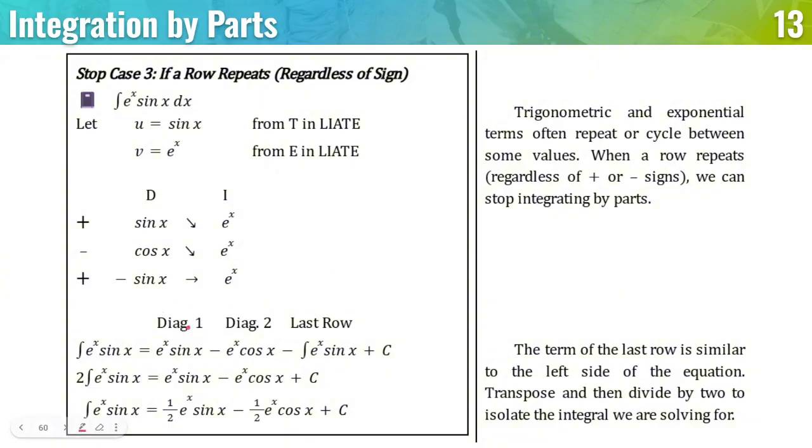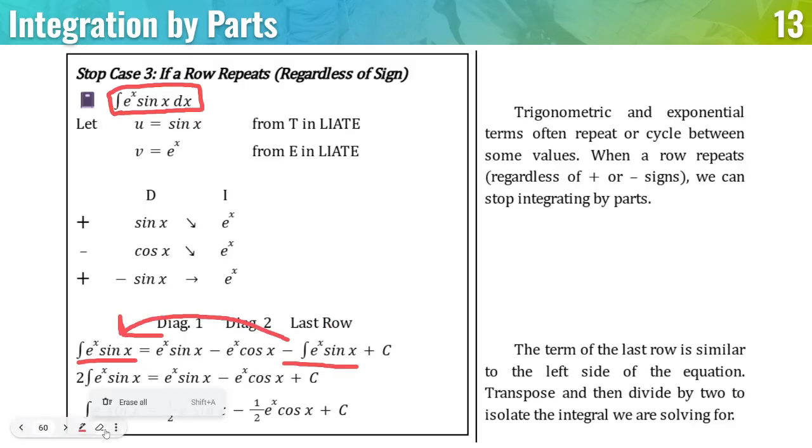So the first diagonal is going to be e^x sine x. Second diagonal is negative e^x cosine x. And the last row is going to be the negative integral of e^x sine x. Now, usually for the third stop case, you want to include the original in the equation, so that will be here. And if you notice, this is going to be the same as that one. So transpose it to the other side.